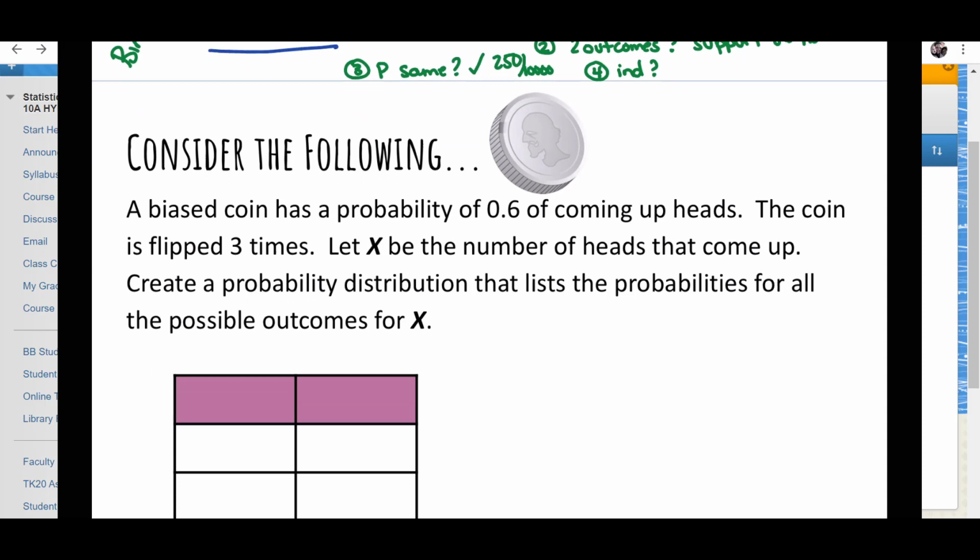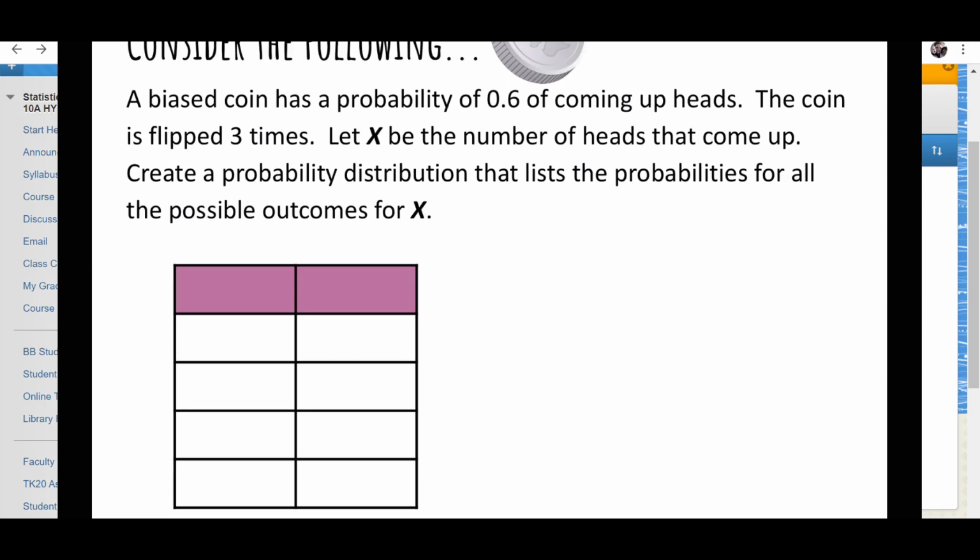Okay, so moving on. A biased coin has a probability of 0.6 of coming up heads. The coin is flipped 3 times. Let X be the number of heads that comes up. Create a probability distribution that lists the probability for all possible outcomes.